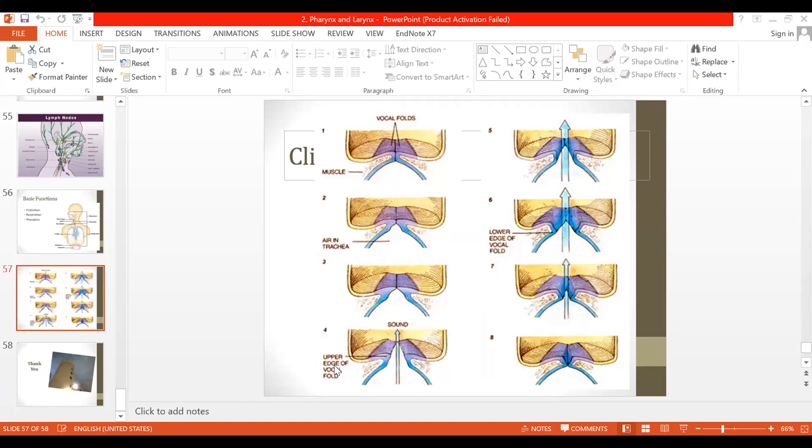So the assignment is: list 5 differences between a pediatric and adult larynx. Five differences between a pediatric and adult larynx. Okay. Deadline Friday, 5 p.m.